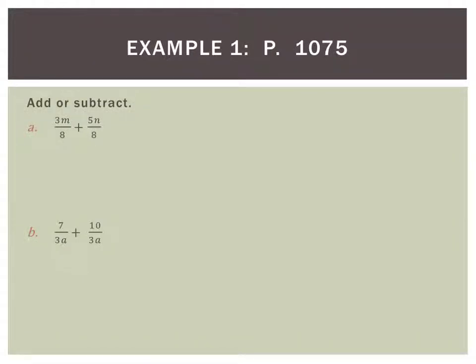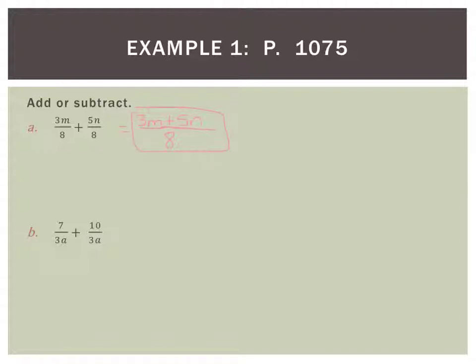Okay, so example 1, A is 3m over 8 plus 5n over 8. So notice that they have a common denominator of 8, and then 3m plus 5n, and all of that is going to be over 8. And then there's really nothing that I can do to simplify that. I can't factor or anything, so that's going to be my final answer.